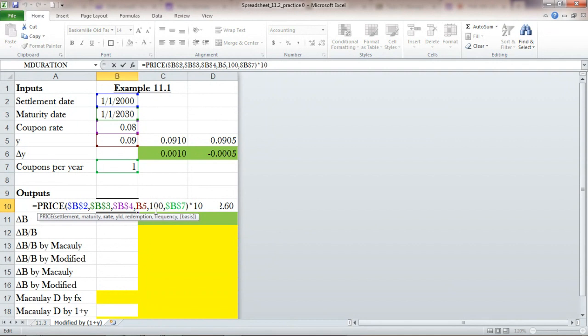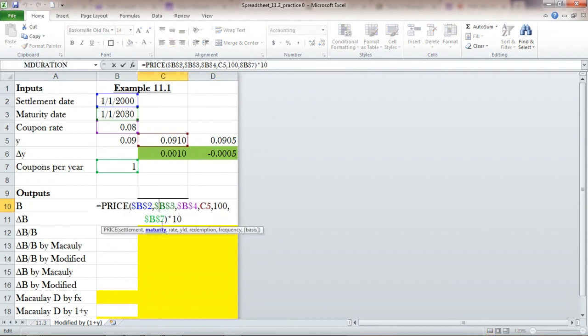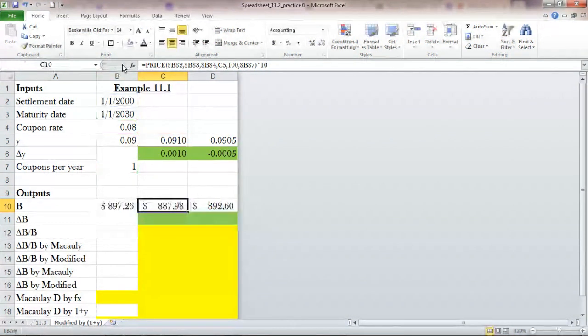All right. So this way, that's the bond price, right? And then I dragged it to the right, because by dragging to the right, every other input is the same. It's only the different yield, different yield to maturity. So I got the bond price like this.